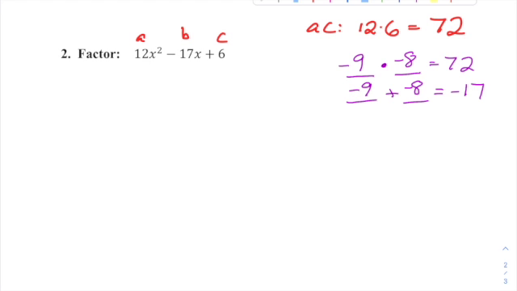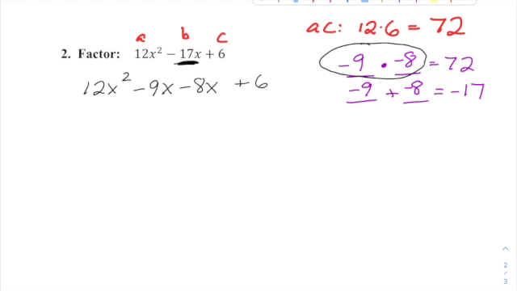Now here's what we do with them. Here's the key. Once you know the two magic numbers, you rewrite the middle term using that. So I keep 12x squared the same. In this middle, I'm going to rewrite as negative 9x minus 8x. And then I still have plus 6 on the end. So all I did was rewrite that middle. And now I've got four terms. I'm going to use my grouping.